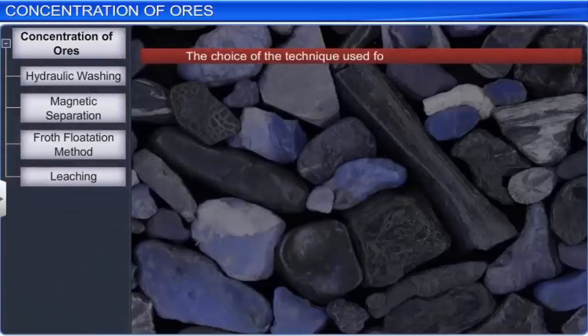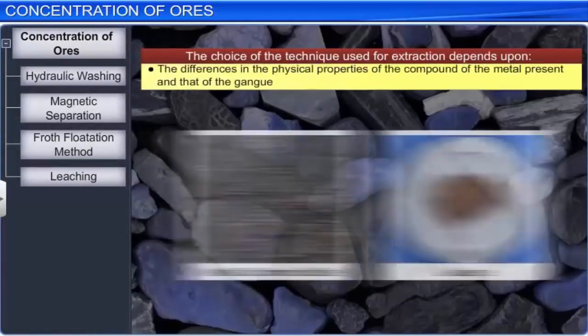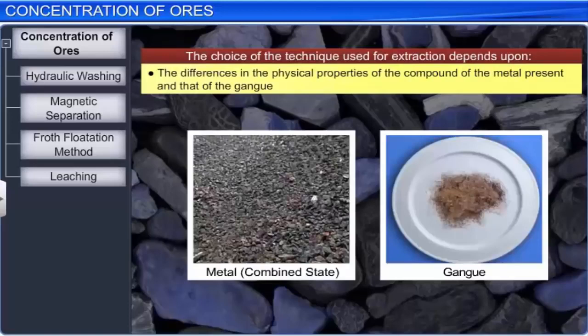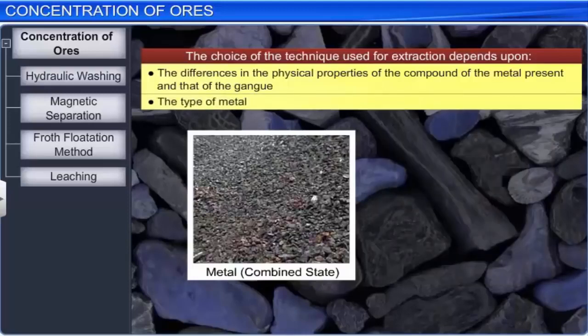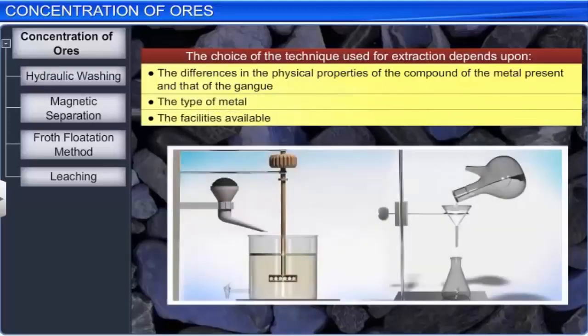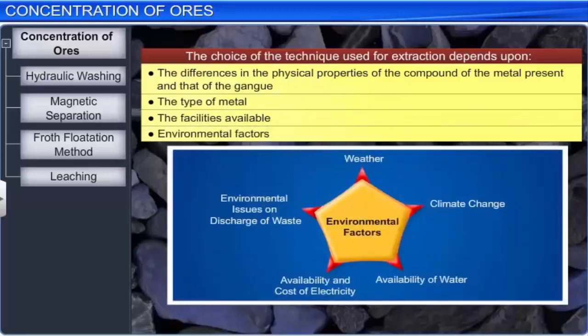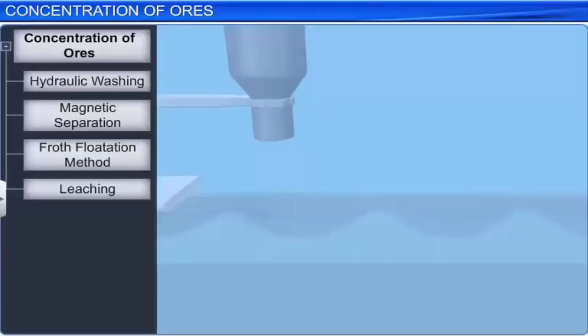The choice of the technique used for extraction depends upon the differences in the physical properties of the compound of the metal present, and that of the gangue. The type of metal, the facilities available, and environmental factors are also taken into consideration. Let's now look at each method in detail.